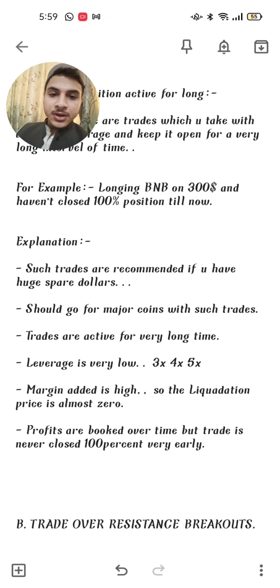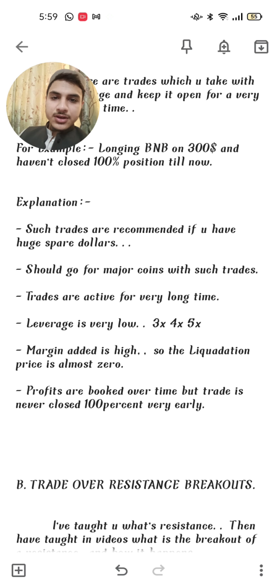With such trades are active for very long time. As I've told, the trade is active for a very long interval of time, and you keep on booking profit all the way long. And the leverage is very low, 2x, 3x, 4x, maximum 5x. Margin added is high. You keep your margin very high, so the liquidation price is almost zero. There's very low risk or 100% risk free. So you should keep your trade 100% or at least 90% risk free.